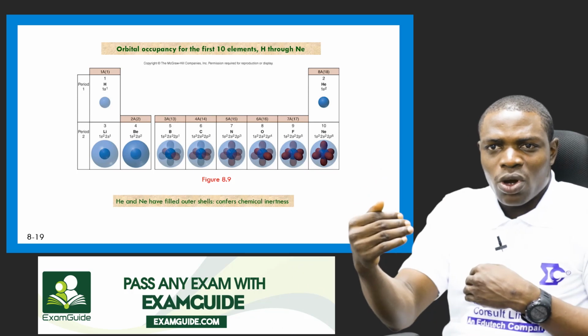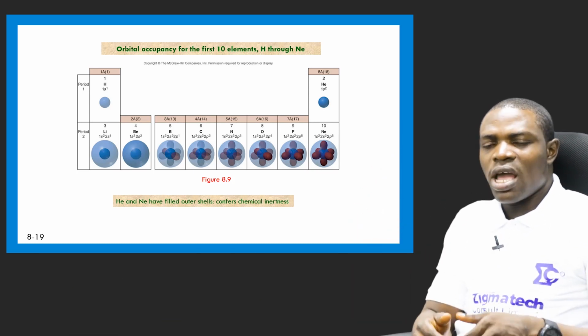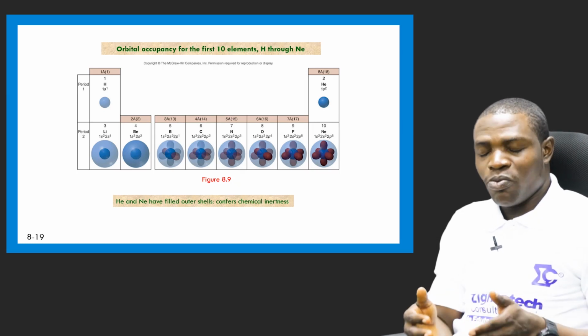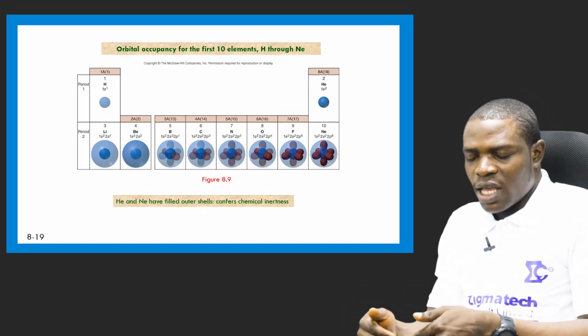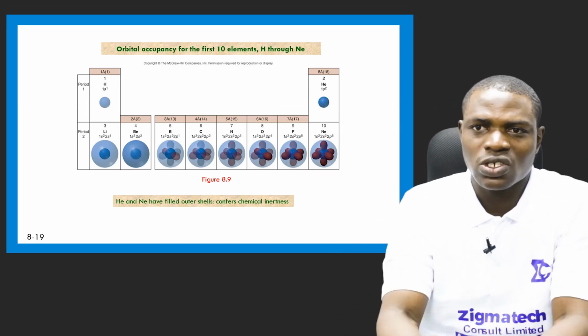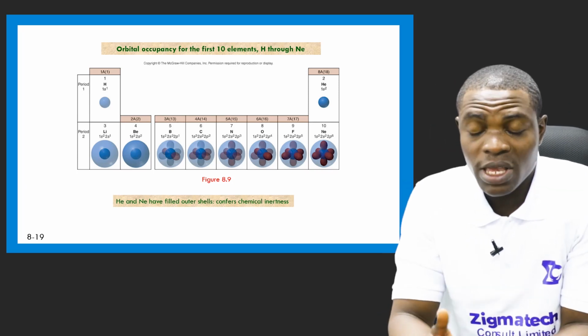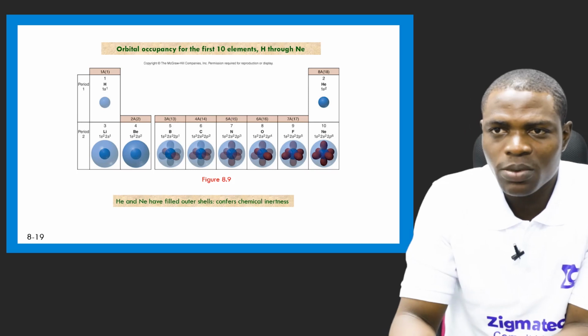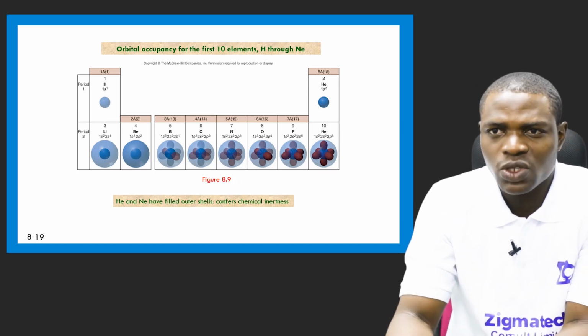Then for beryllium, you're going to have 1s2, then 2s2. Now for boron, you're going to have 1s2, 2s2, and then 2p1. You can see that there's a transition from the s orbital to the p orbital. If you follow that sequence, for carbon, 1s2, 2s2, 2p2.